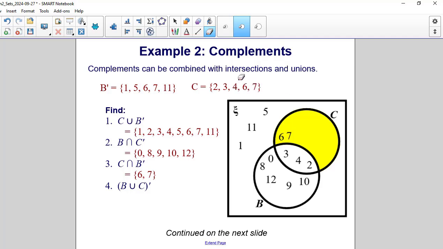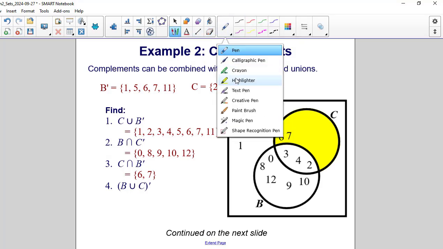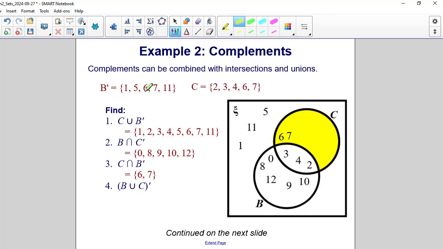Now for set C, those are all the numbers within the circle set C. So that's 2, 3, 4, 6, and 7. And at this point, I'm going to look for numbers that they have in common. That would be the intersection. And the numbers they have in common are 6 and 7. So that's what I put down here for the answer for number 3. The intersection of set C with the complement of set B are the numbers 6 and 7.